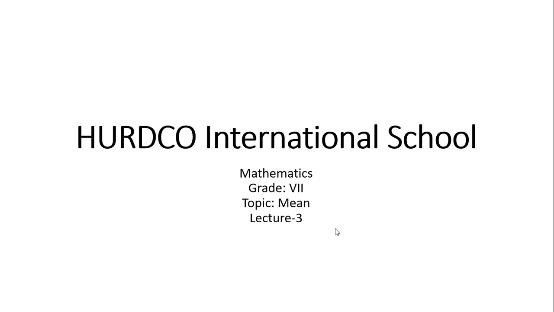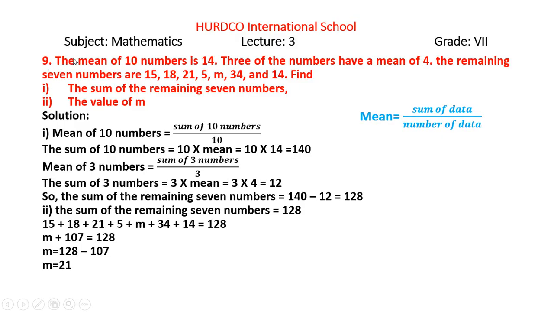What is the first question? First question is question number 9 from exercise 13a. The mean of 10 numbers is 14. Three of the numbers have a mean of 4. The remaining 7 numbers are 15, 18, 21, 5, m, 34 and 4. Find the sum of the remaining 7 numbers.